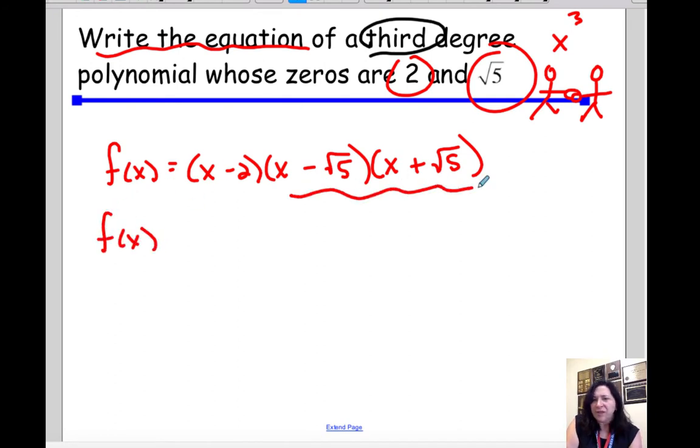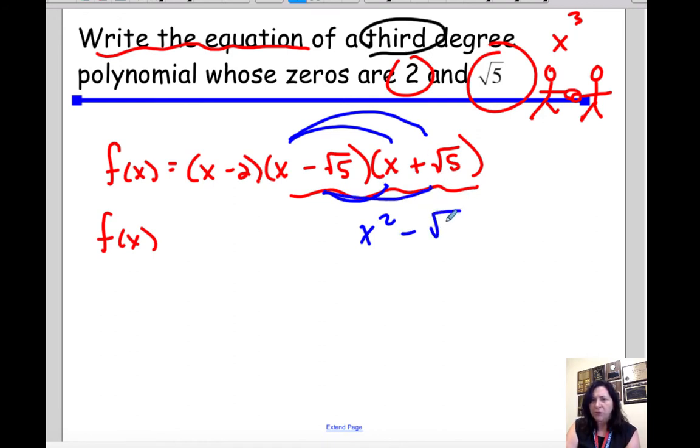Let's do these first because that's the difference of two squares. The middle term is going to cancel out. So let's see what happens. x times x is going to give me x squared plus root 5x minus root 5x. Well, those are gone. And then minus square root of 5 times square root of 5 is square root of 25, which is 5. So this right here becomes x squared minus 5.